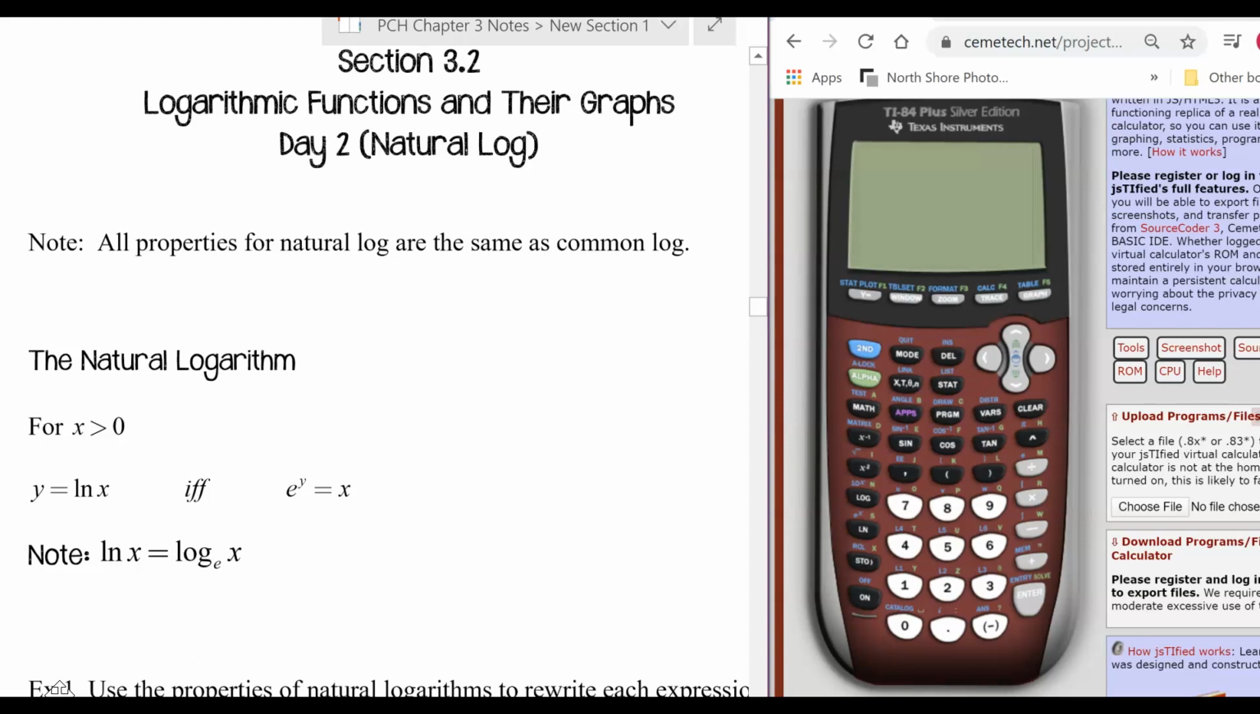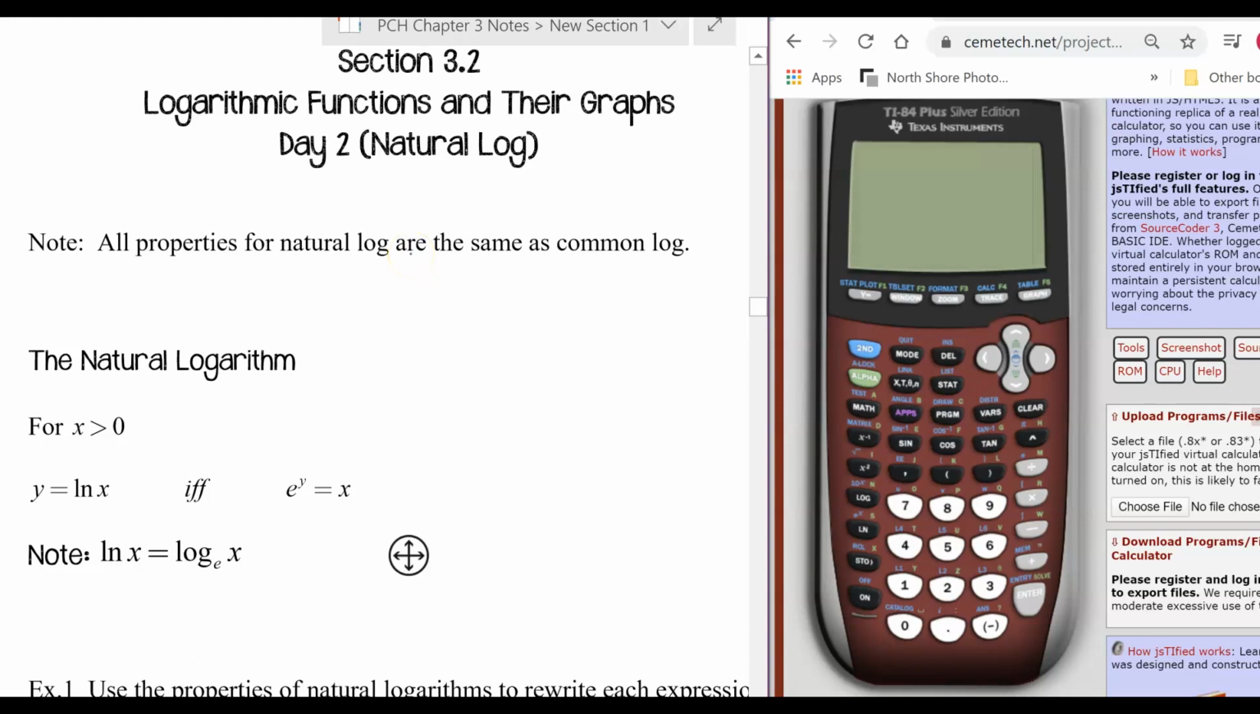We're continuing with section 3.2, talking about logarithmic functions and their graphs. In this video, we're going to specifically talk about the natural log. Keep in mind that all the properties that we talked about for common logs in the last video are also going to apply for natural logs.